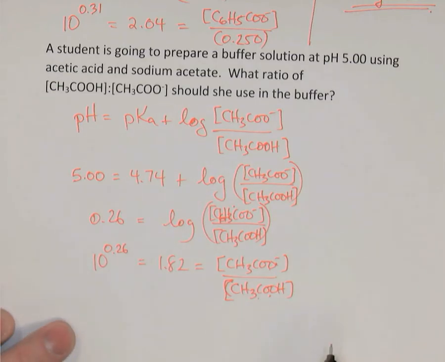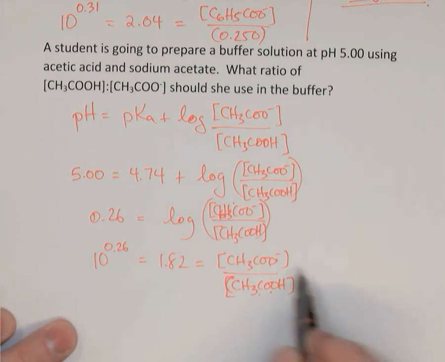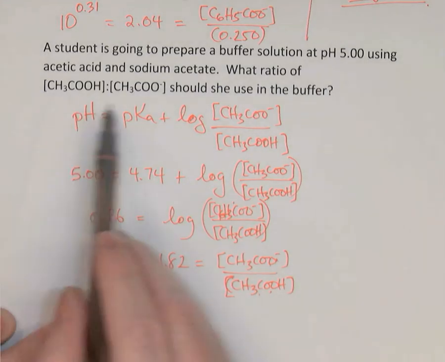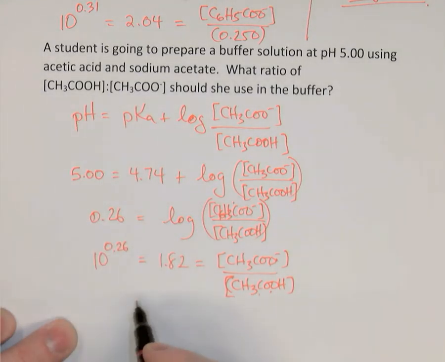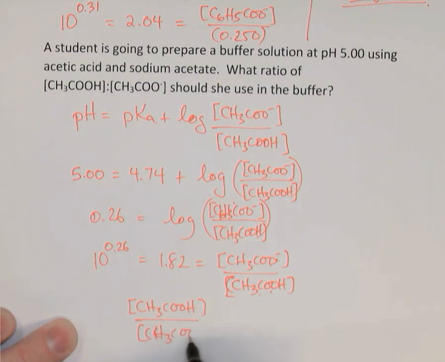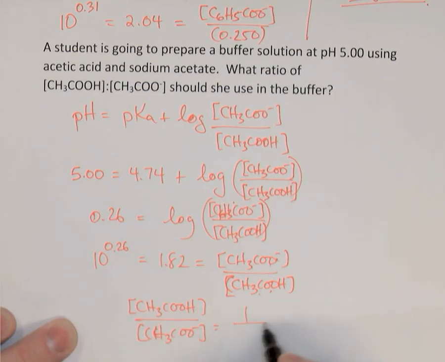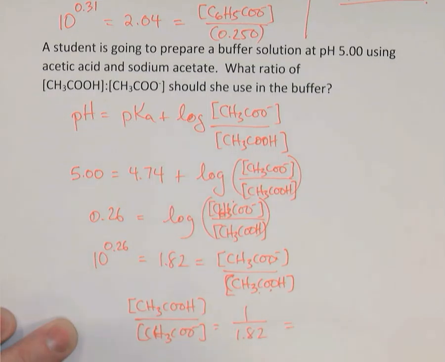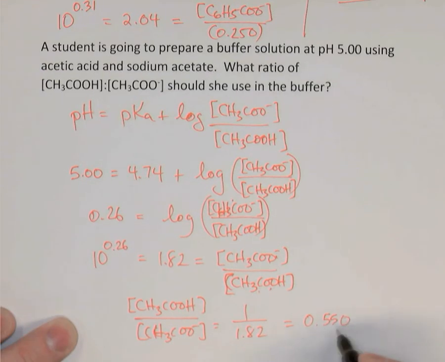to change pH. So now, this is not quite the answer we wanted. We wanted the ratio reciprocal of this. So we'll say the concentration of acid to the concentration of conjugate base is the reciprocal of this number, 1.82. So we get 0.550.